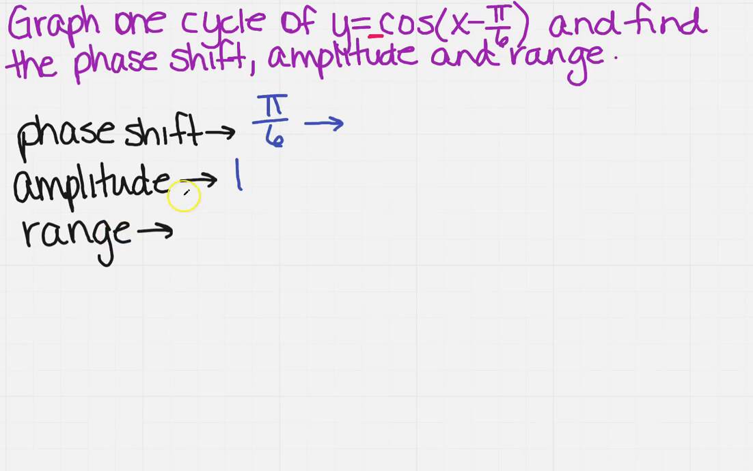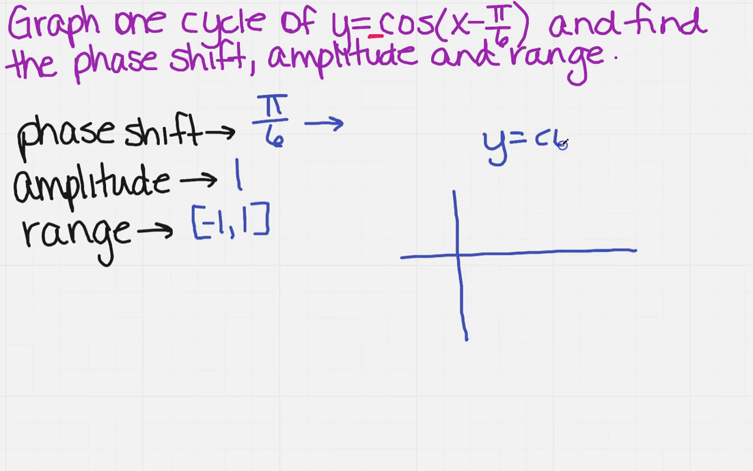Now what is the range? Well, if the amplitude is 1, we automatically know that the range goes from -1 to +1. So now how are we going to graph this? Well, let's first look at it. If we just had our base function, so your base function is y equals cosine of x, one cycle, remember, starts up here at 1, comes down, and back up.